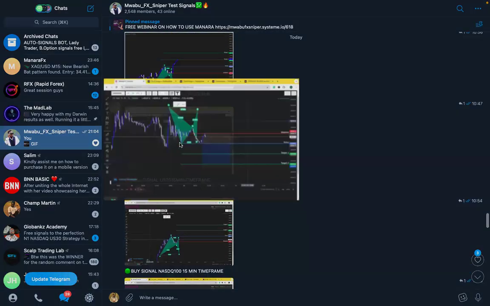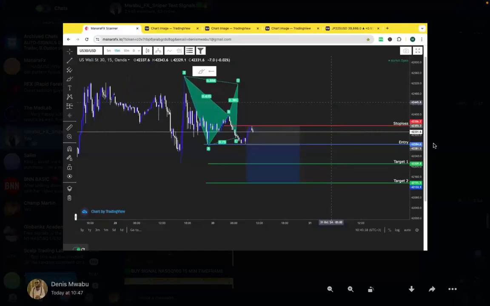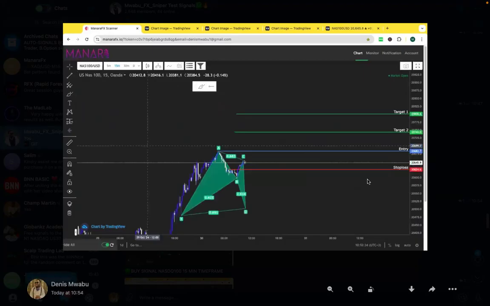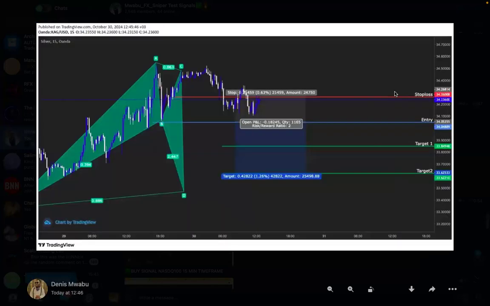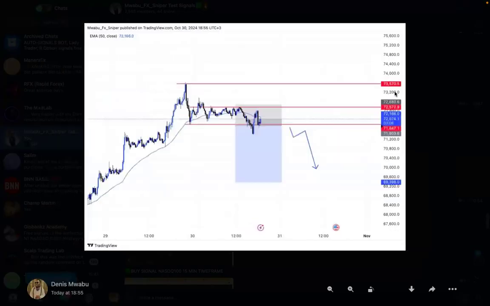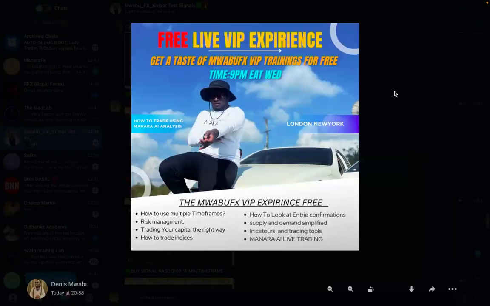If you click on this, you can see exactly what you're given: the stop loss, the entry, target one and target two. If you go to the next one, you can see Nasdaq, you're given the entry, target two and target one. BTC USD, the same thing. And these are the results that I usually share after the trades have taken place.